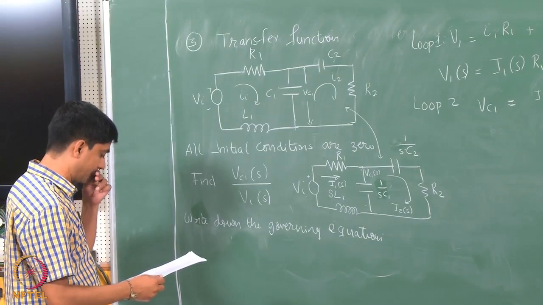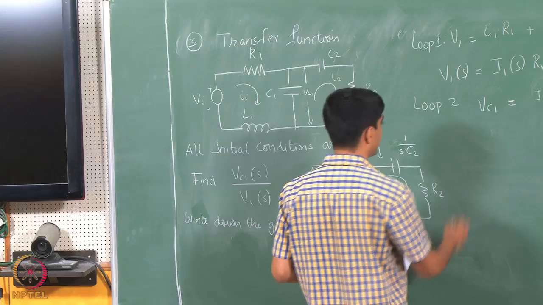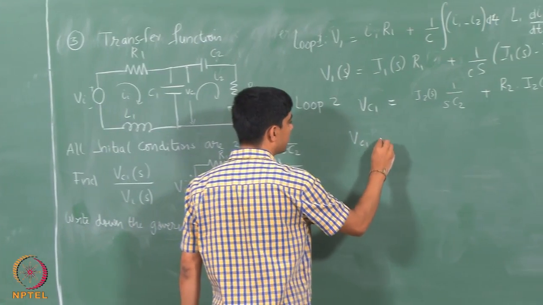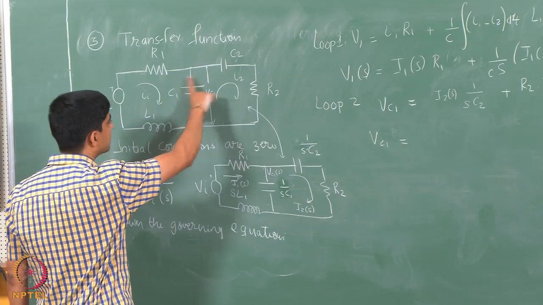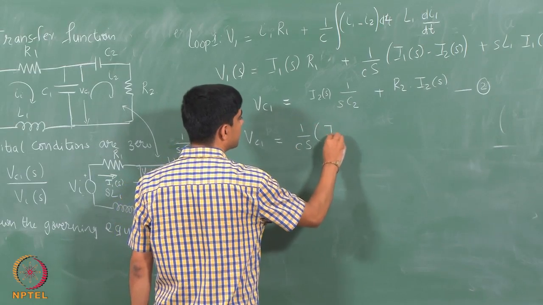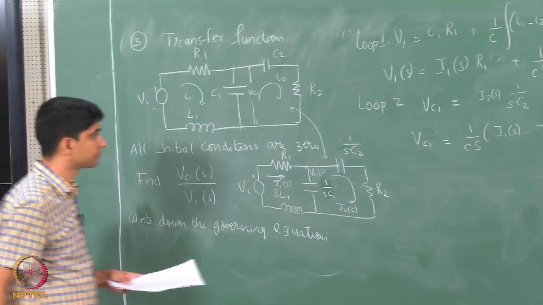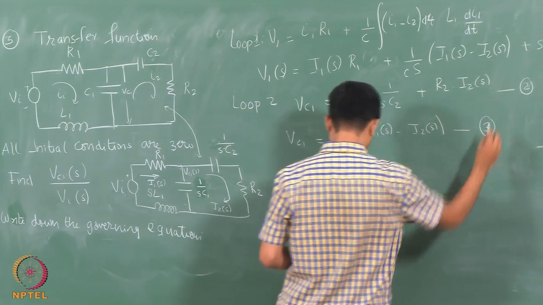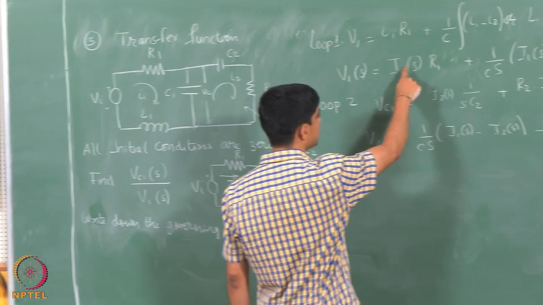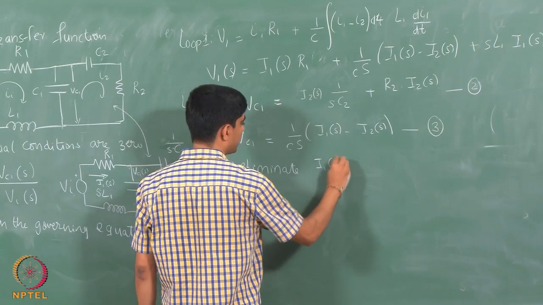Okay. So, now what do I need to find? I need to find out VC1 by V1. Okay. So, just take this one, right. The voltage across this capacitor VC1 is also, well, what is this, right, this voltage, if I look at this equation here, well, it is just simply this one, right, here, this one or this one. This is 1 over C S times I1 of S minus I2 of S. Okay. Let me call this as equation number 3. Okay. So, what do I need to do, right? So, I need to eliminate, I have 3 equations, this and this, I need to eliminate I1 and I2, right.